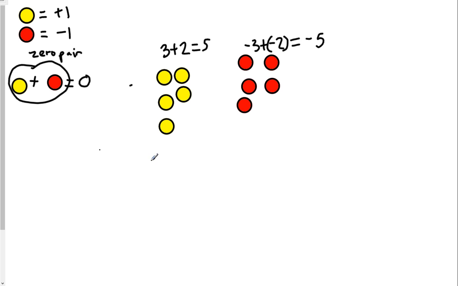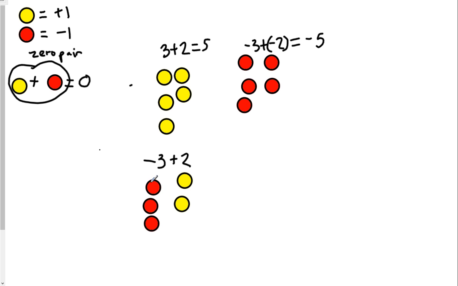So let's do some math with it. If I had, let's say, negative 3 plus positive 2, what would that look like with chips? Well, negative 3 means 3 red chips, 1, 2, 3. And positive 2 means 2 yellow chips, 1, 2. Now, we do have 5 chips, but what color are they? Well, they're both colors, so that's kind of nonsense.